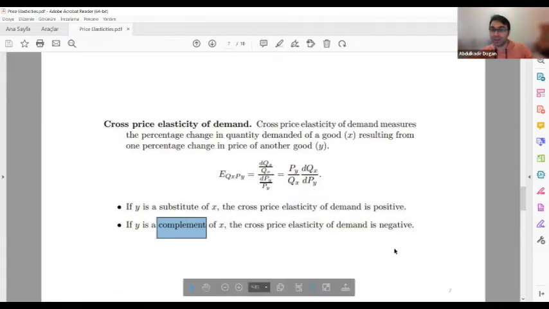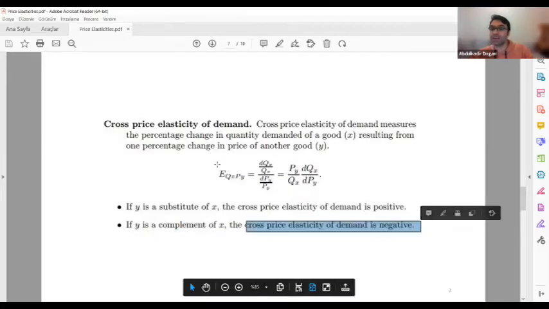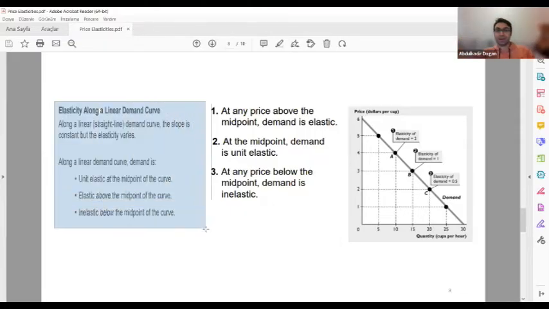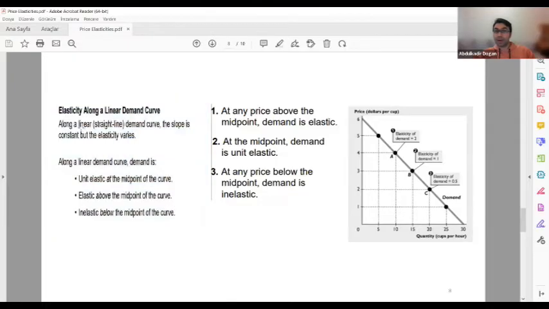So they have cross correlation. So their cross price elasticity of demand is negative. And what I said a few minutes ago, about elasticity along a linear demand curve. Along a linear, straight line demand curve, the slope is constant.